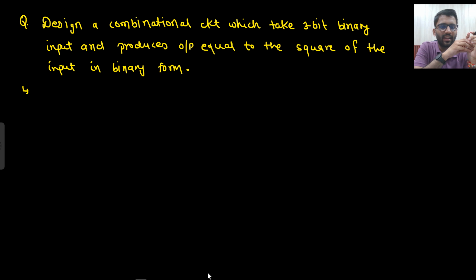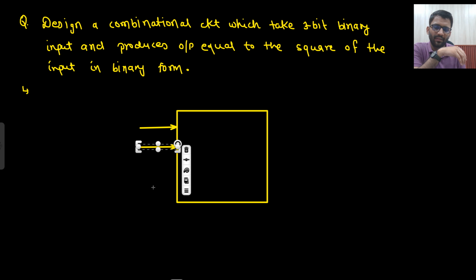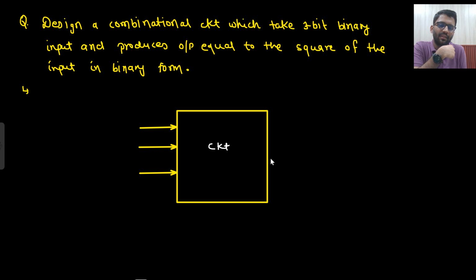Design a combinational circuit which will take a 3-bit binary input and produce an output equal to the square of the input in binary form. So what are we doing here? We take a 3-bit binary input, and you will produce some output. In the output, how many bits will there be? Give me the answer. Let's check it. If this is my input, this circuit takes a 3-bit binary input and produces an output equal to the square of the input.